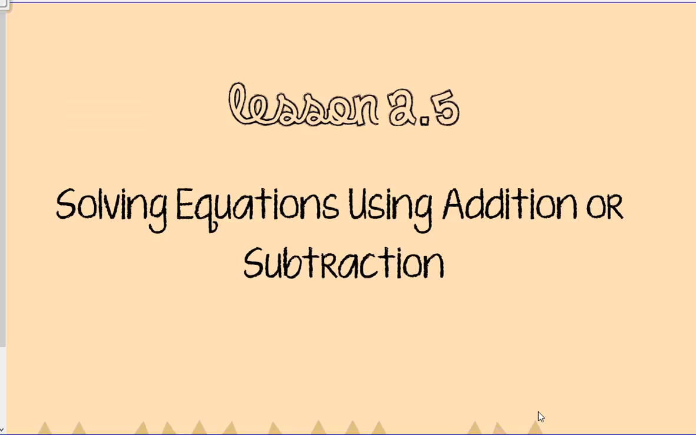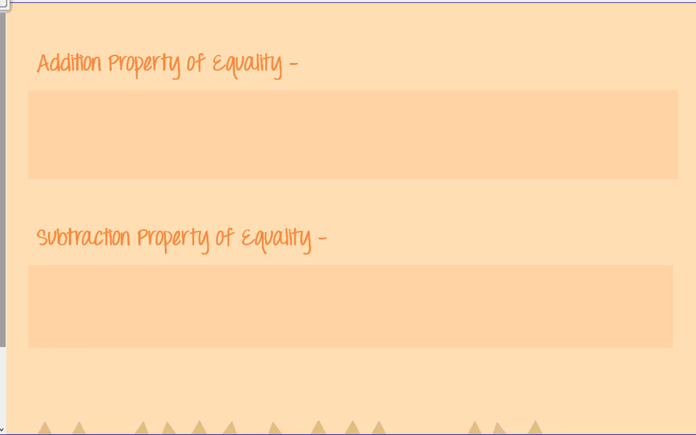Welcome to lesson 2.5, solving equations using addition or subtraction. First, we're going to go over a couple of vocabulary words that you will be using throughout this section and while you are solving equations in general. Just as a reminder, an equation is something that has two expressions on either side of an equal sign. For example, 5x equals 20.